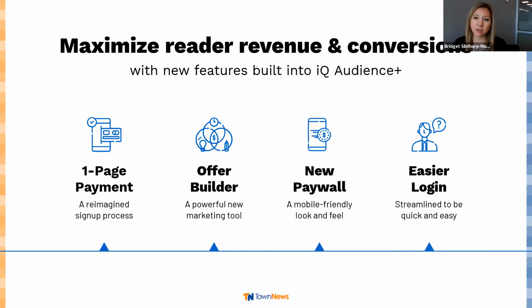What we did is looked at our payment subscription workflow. How can we reduce friction, not only in the number of pages, but the number of clicks, really reducing the effort on the behalf of the user. And so the entire sign-up process has been reimagined. Offer Builder is what drives the single page workflow and a new look and feel to the paywall. It's mobile friendly, and it's not just a design change. It's really rooted in best practices from many sources, including the Google News Initiative.